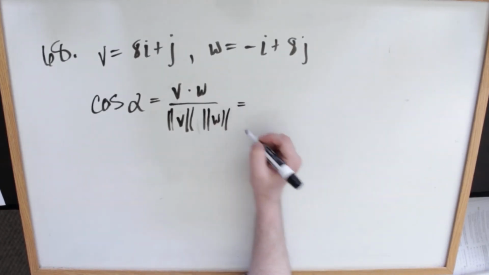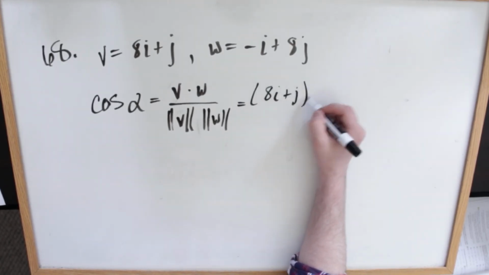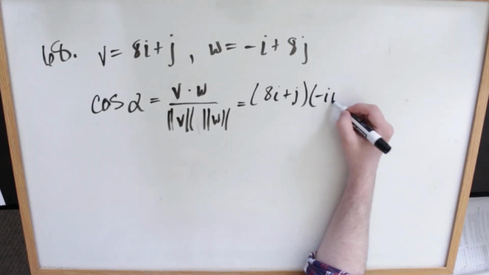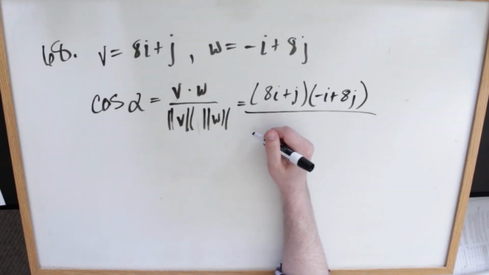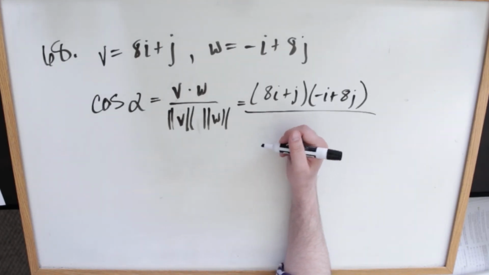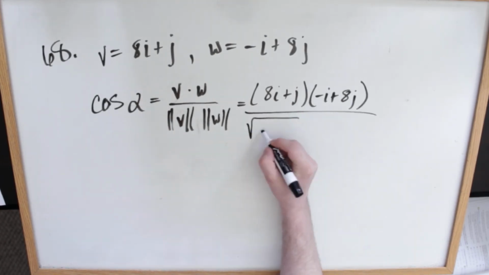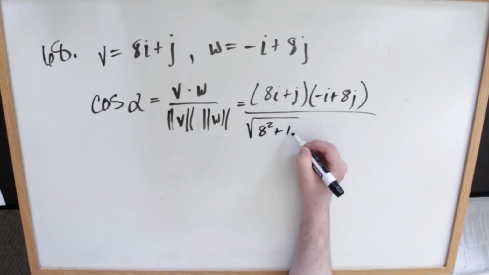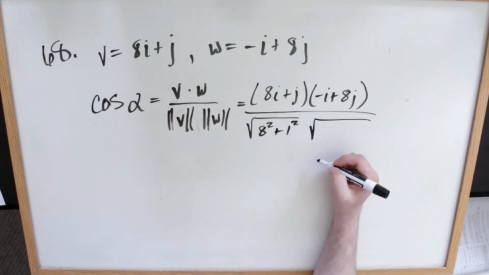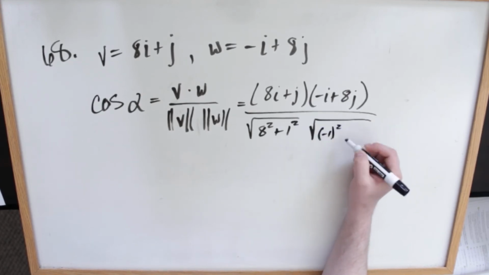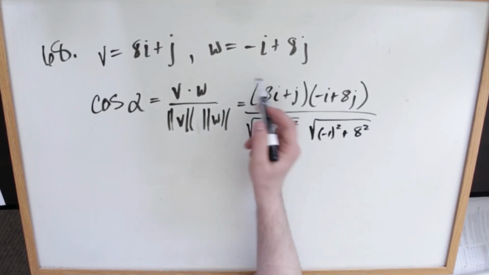So here's what we're going to do. We'll do the dot product at the top. So this is 8i plus j times minus i plus 8j, all over the magnitude of V and the magnitude of W. So the magnitude of V is going to be the square root of 8 squared plus 1 squared. And then we're multiplying that times the square root of minus 1 squared plus 8 squared for the second one. So the magnitude of W is just going to be that.